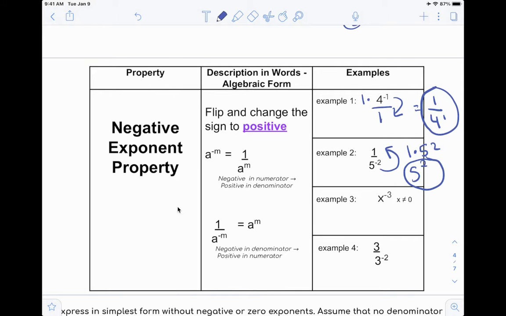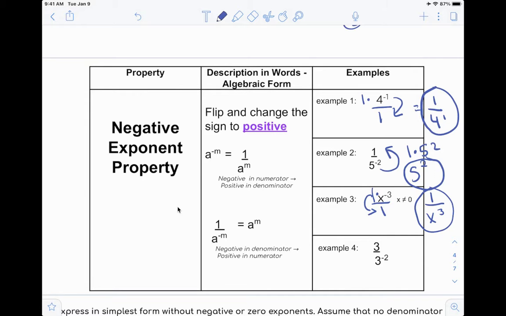In example 3, x to the negative 3 power. Well, if I don't see a denominator, it's 1. And I'm going to flip my negative exponent and make it positive. So again, you need to remember that the coefficient for a variable, if you don't see it, is 1. So this is the same as 1 times x to the negative 3 power. So when I flip my x to the negative 3 power and make the exponent positive, the answer is 1 divided by x to the 3rd power.